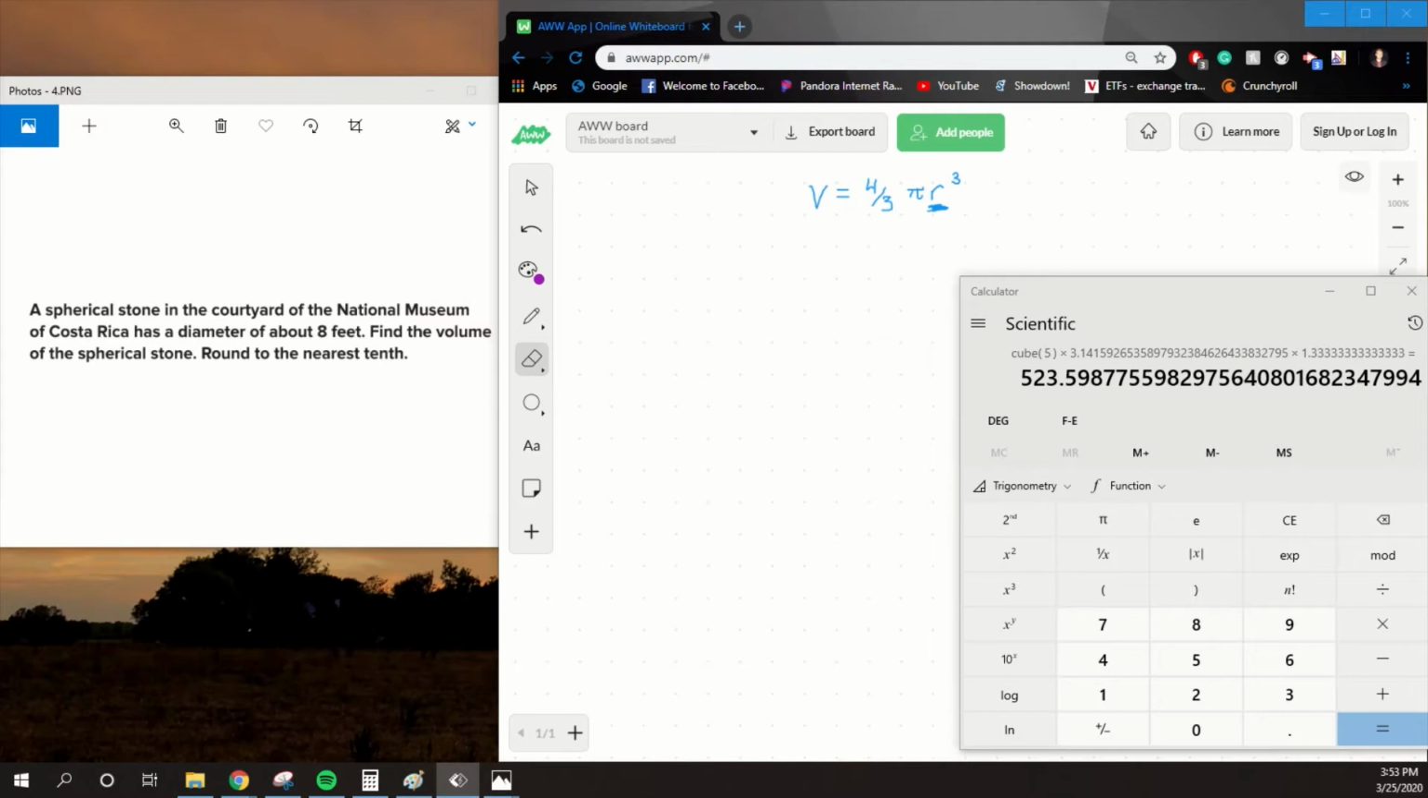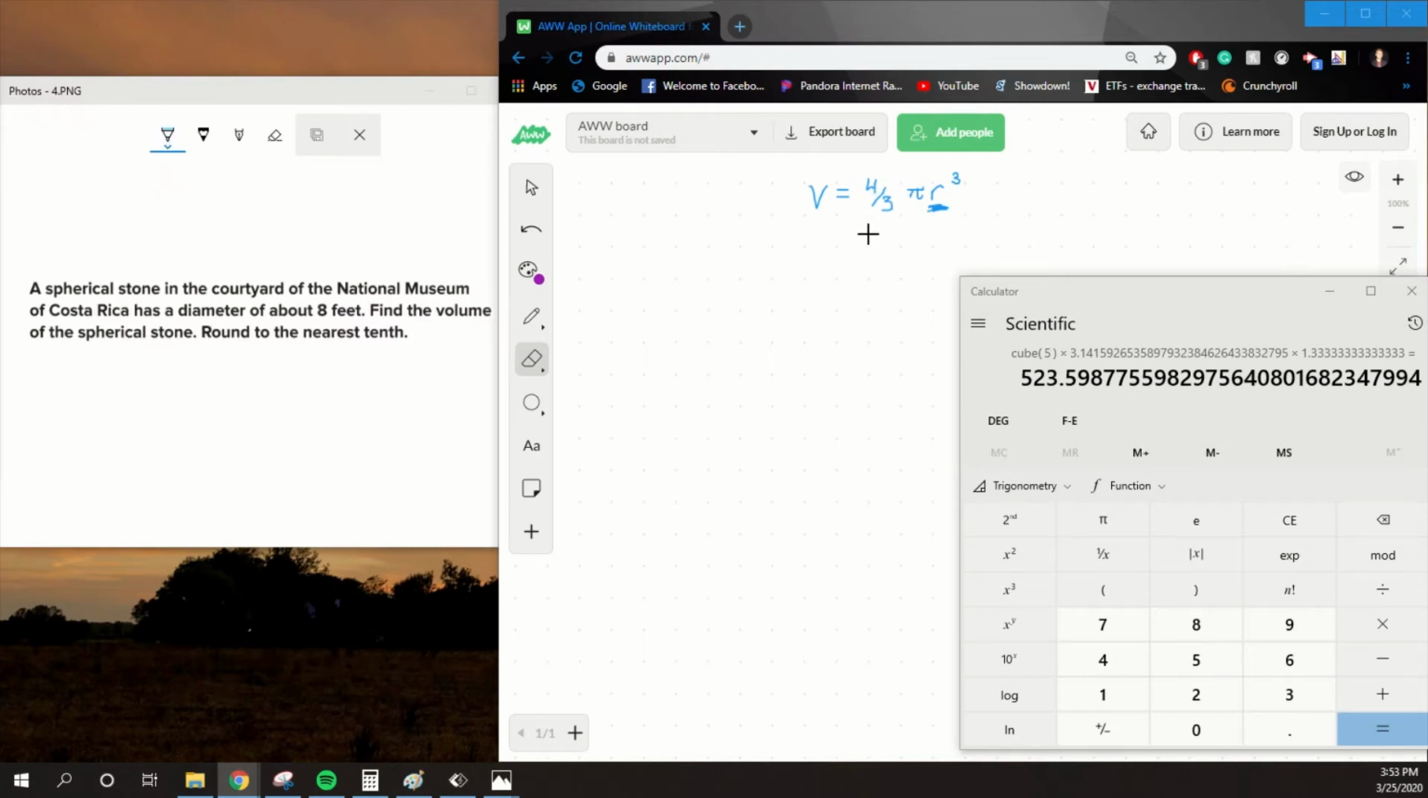In this next example, it has given us our question in words. A spherical stone in the courtyard of the National Museum of Costa Rica has a diameter of about 8 feet. Find the volume of the spherical stone. Round to the nearest tenth. So it's told us it's a sphere, so I know I can use my volume spherical formula here.